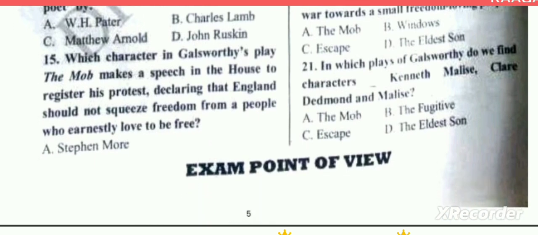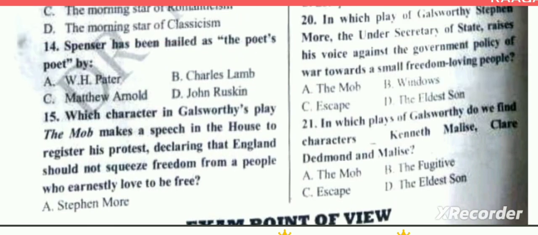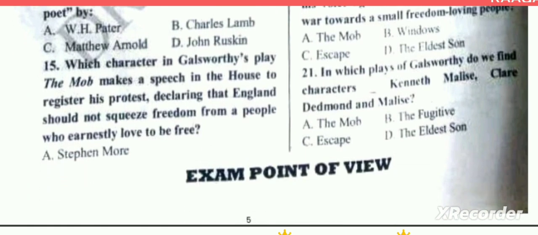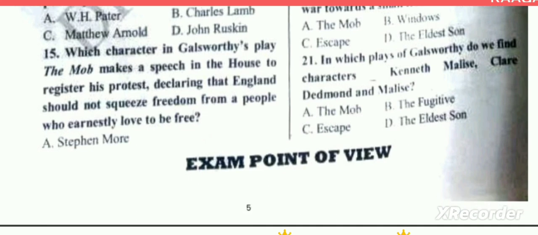15 number question. Charles Lamb, you can say, is a very famous essayist. Which character in Galsworthy's play The Mob makes a speech in the House to register his protest, declaring that England should not squeeze freedom from a people who earnestly love to be free? This is Galsworthy's play, The Mob, a drama. And it's very important, students, in the previous 2021 TGT exam this question appeared. So all of you must learn Galsworthy's plays properly. So this is The Mob.